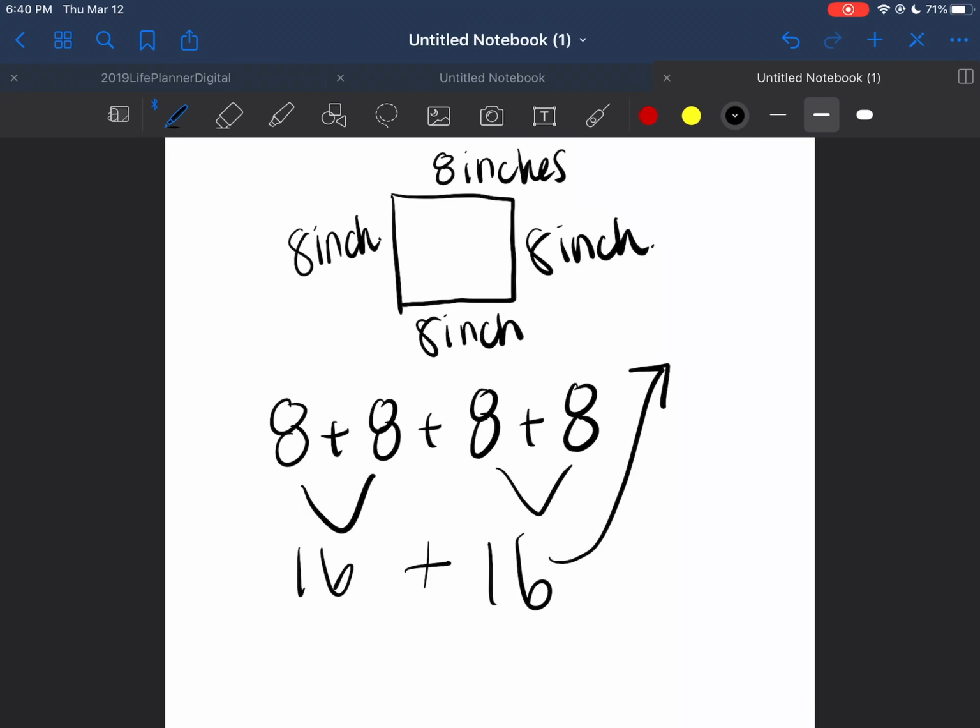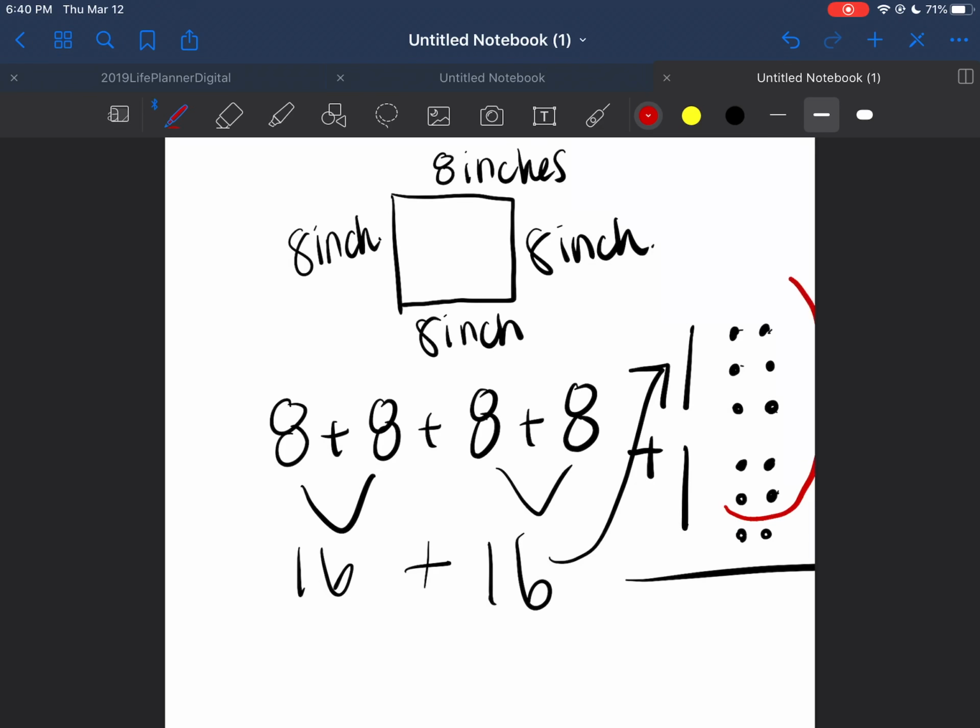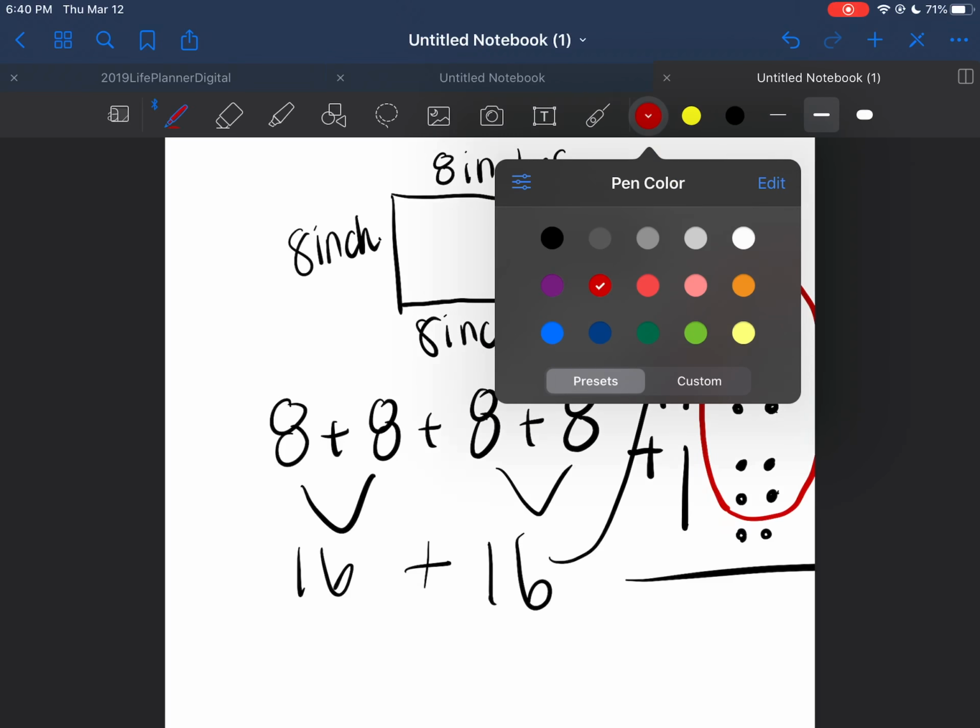How many 10s do I have in 16? 1. How many 1s? 6. 1, 2, 3, 4, 5, 6. Same thing. How many 10s? 1. How many 1s? 6. What do I always add first? My 1s, so let's count them. 1, 2, 3, 4, 5, 6, 7, 8, 9, 10. I'm going to stop and circle those 10 ones.